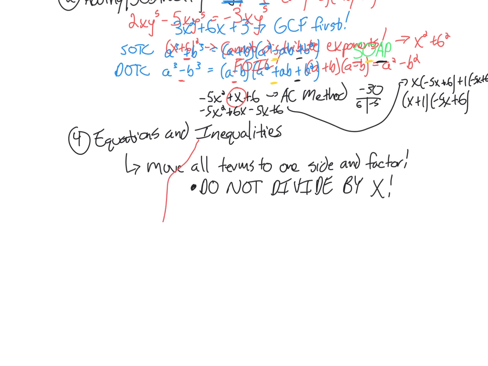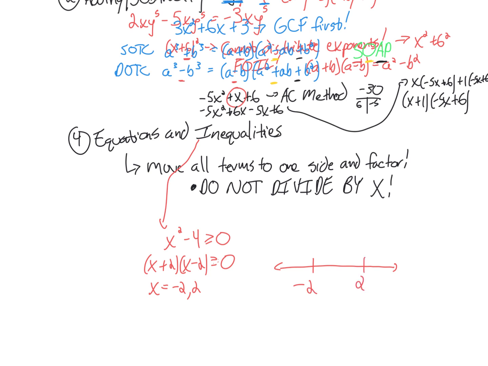And then for inequalities, something like x squared minus 4 is greater than or equal to 0. If you remember, we factored these. So x plus 2, x minus 2. We temporarily set it equal to 0. If you want to leave it as greater than or equal to 0, that's fine. And then we took the zeros of that function, negative 2 and positive 2, and we put them on a number line.